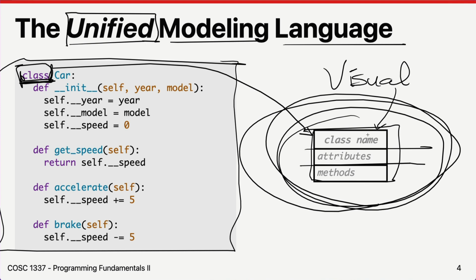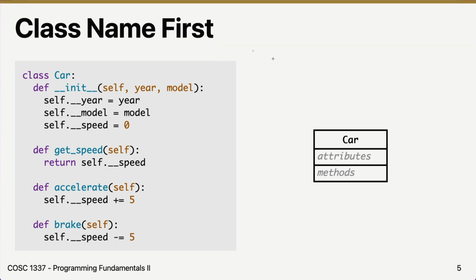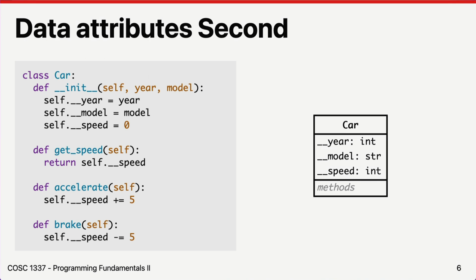So we're going to take a step-by-step approach to filling out what this box should look like given this class definition. As you saw, the first box at the top is the class name. So we take the name of the class, Car, and we plop it right inside the top. And that's it. Class name, done.